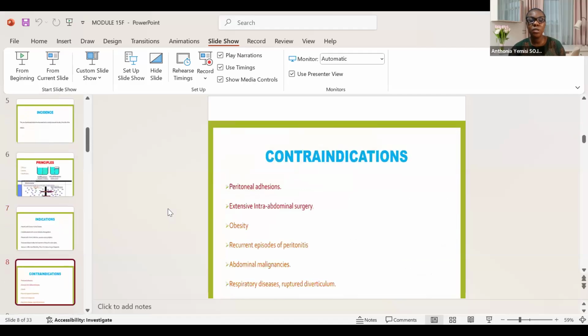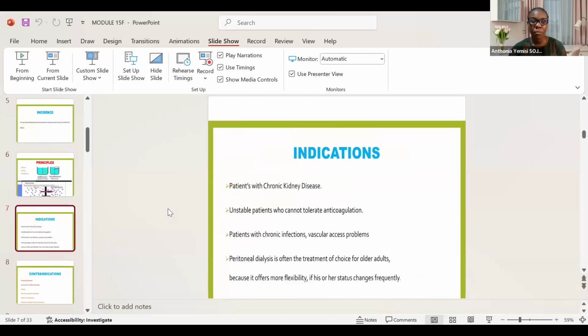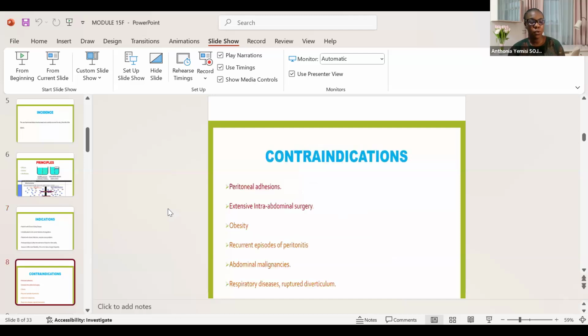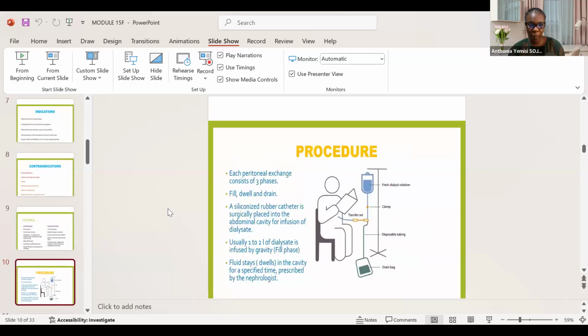So persons who would need peritoneal dialysis are usually patients with chronic kidney disease, or well, they are all patients with chronic kidney disease who, for one reason or the other, cannot have hemodialysis. Hemodialysis is the one that happens on the machine, where you usually connect the patient to the machine and then carry out your dialysis procedure.